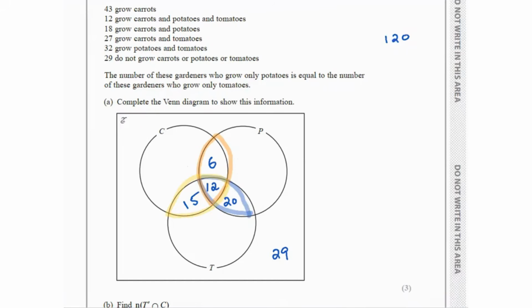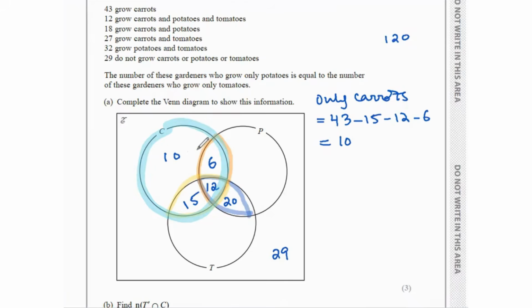Now, what about the remaining ones? We know 43 grow carrots. So 43 is the entire circle, not just over here, all of it is 43. So to find the number of gardeners who grow only carrots, that's going to be 43 minus 15 minus 12 minus 6. That gives us a value of 10. So 10 comes over here.